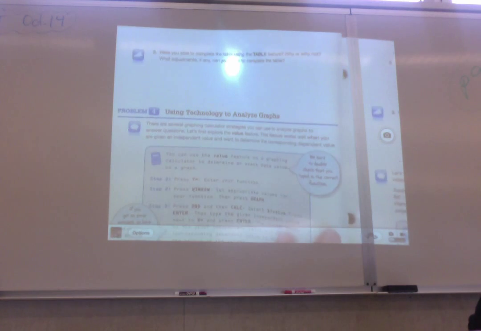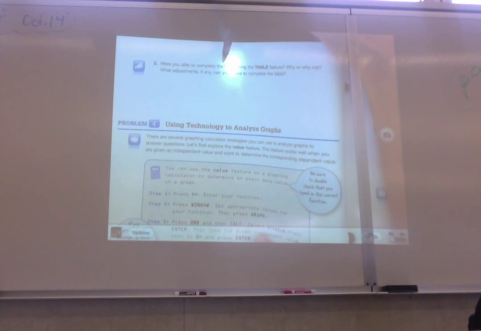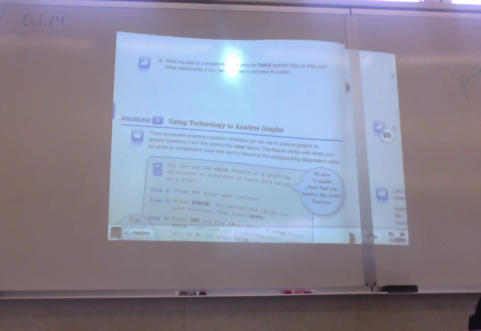Okay, number 2. Were you able to complete the table using the table feature? Why or why not? What adjustments, if any, can you make to complete the table? Were you able to complete the table? Okay. What adjustments would you make? Was it easy to do? Was it hard? It was easy with the calculator. Okay, write something down for number 2.